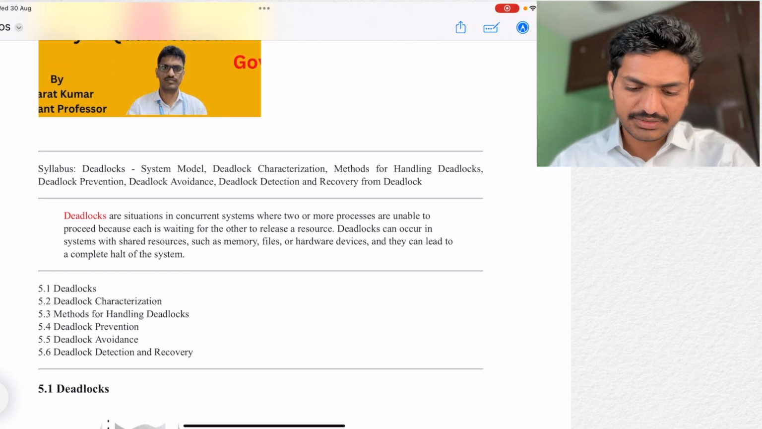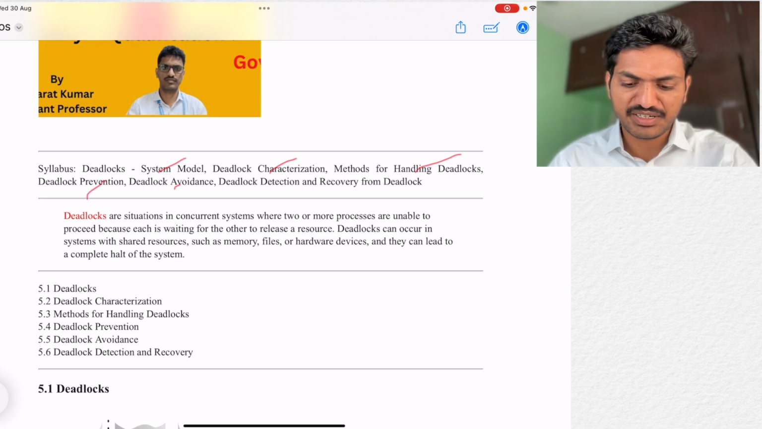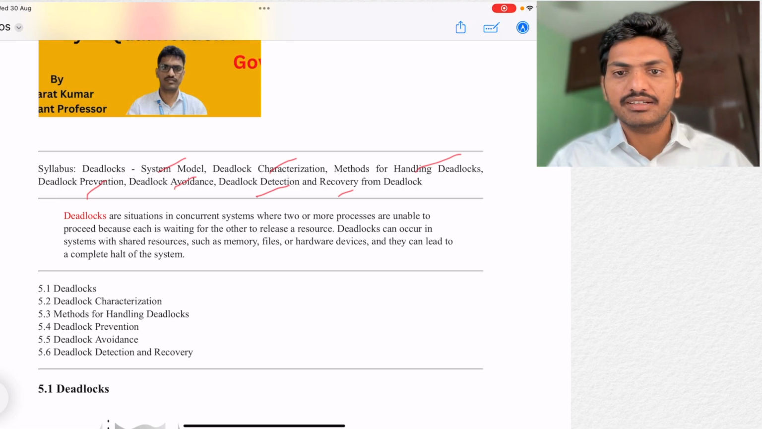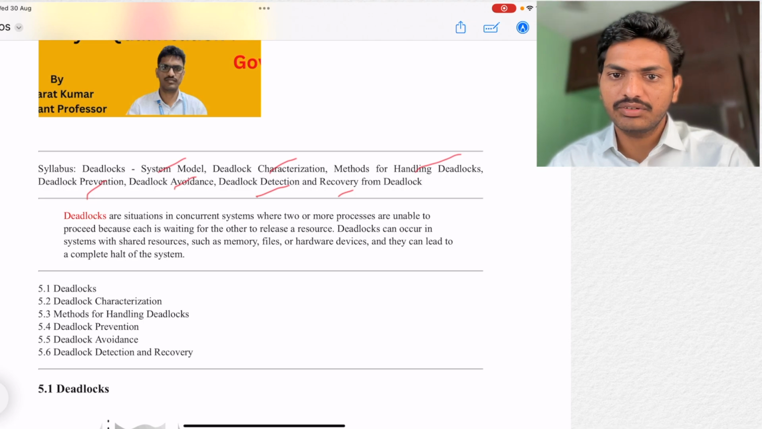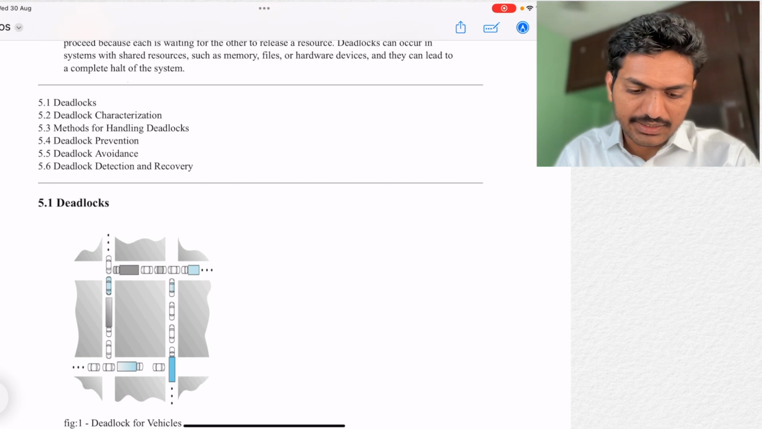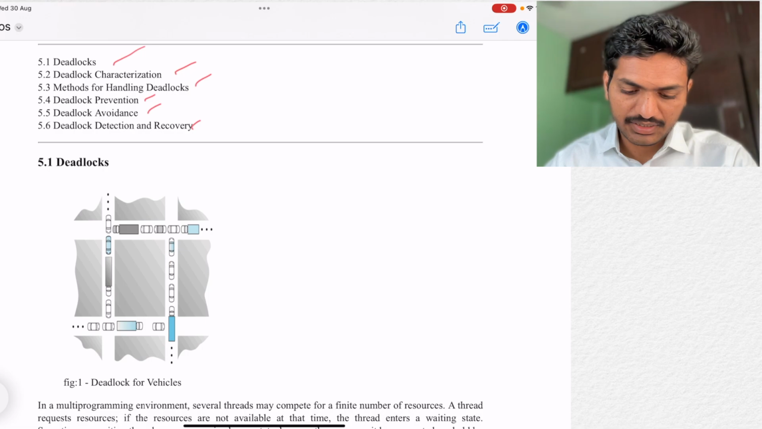Look at the syllabus here. We see the system model and deadlock characterization. What are the methods to handle the deadlocks, and deadlock prevention and avoidance? And then detection and recovery. These are the things in the fifth unit. This unit is very small and easy to score. It is easy to prepare. So these are the topics: deadlocks, characterization, handling, prevention, avoidance, and recovery.